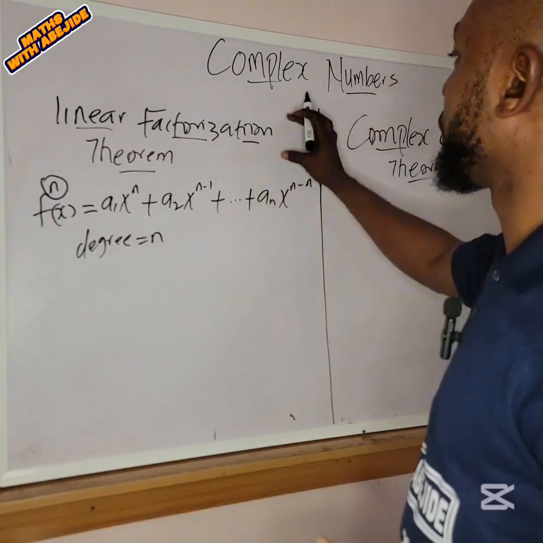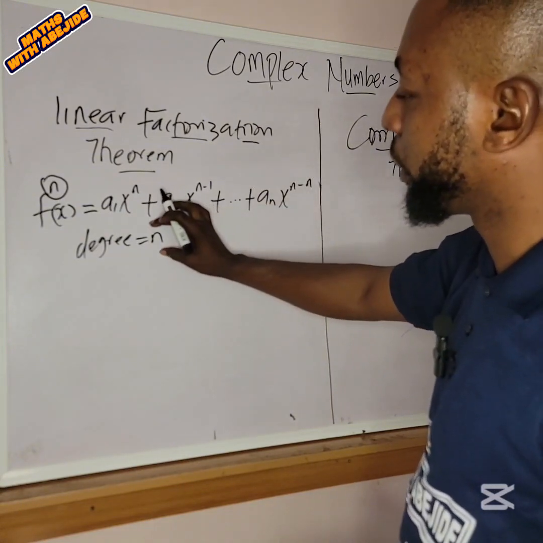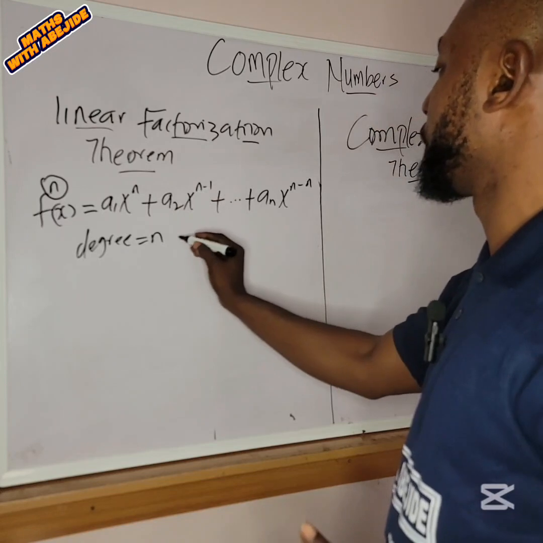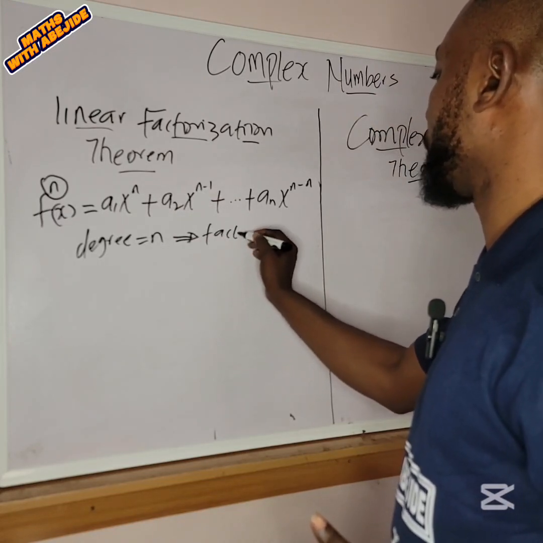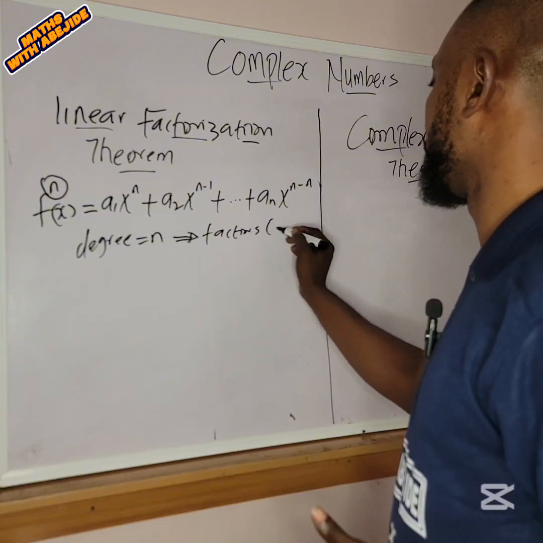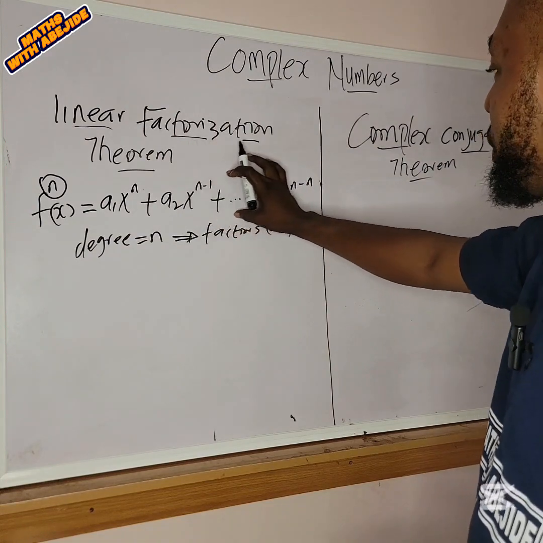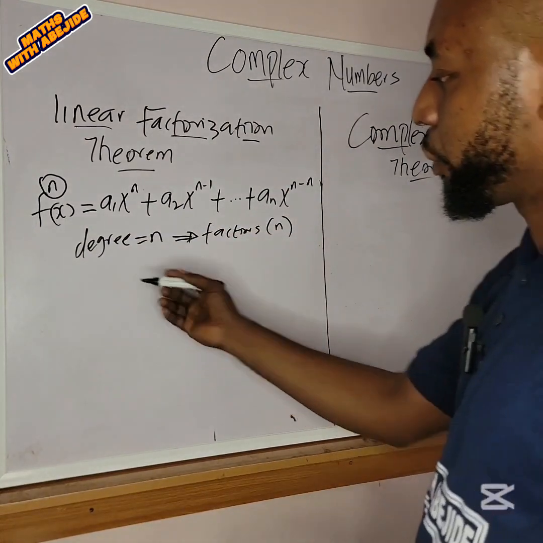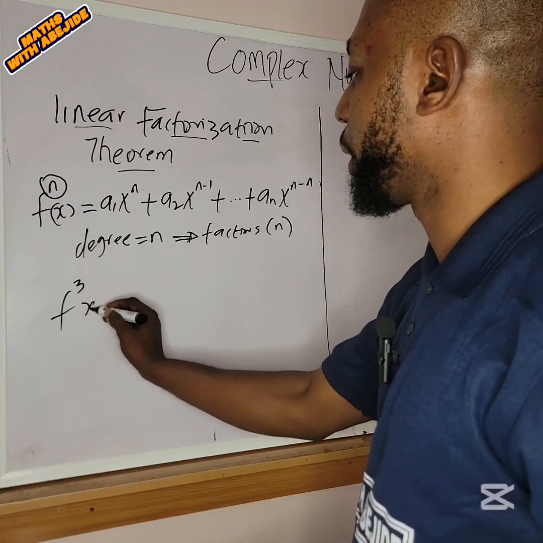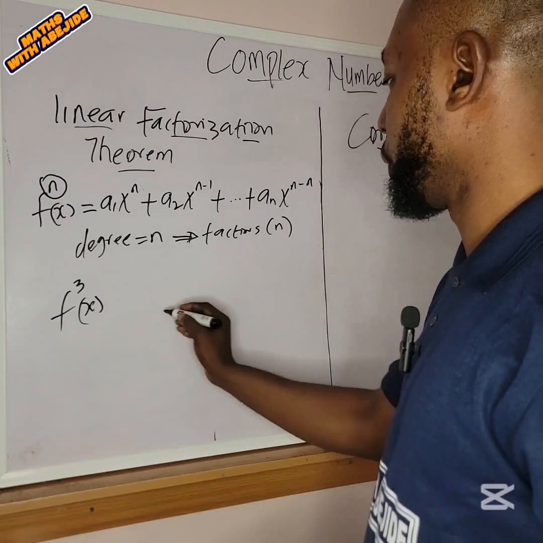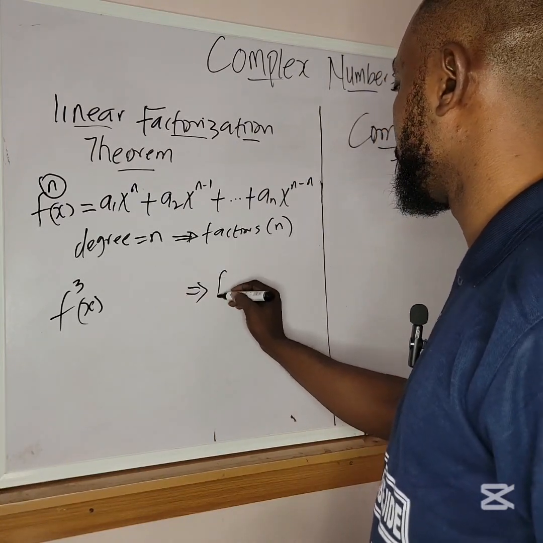So the linear factorization theorem is saying that whenever the degree is equal to a certain number, the number of factors must be equal to that number. That means we must have n factors for this polynomial. Okay, for simplicity, suppose we have a polynomial of degree 3, which implies that we must have how many factors?